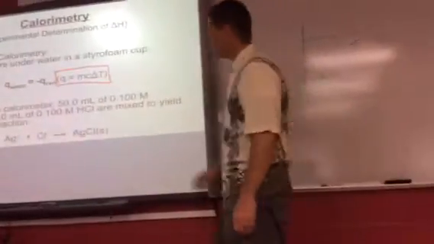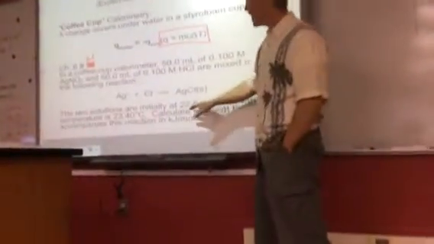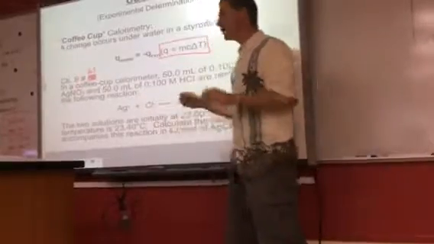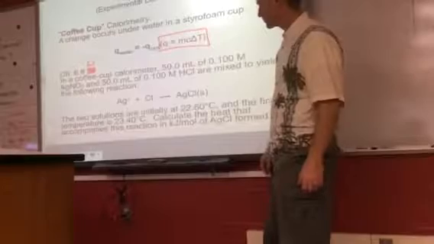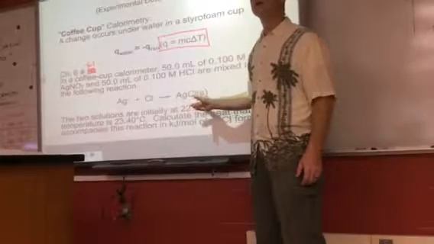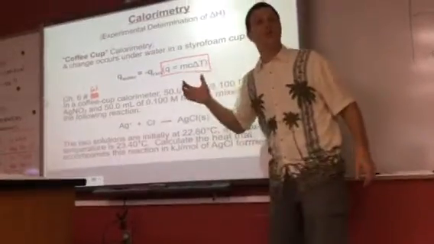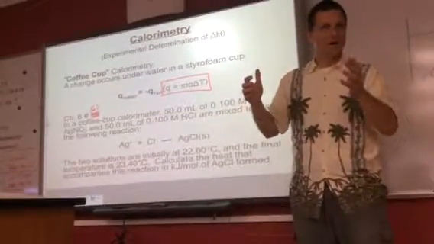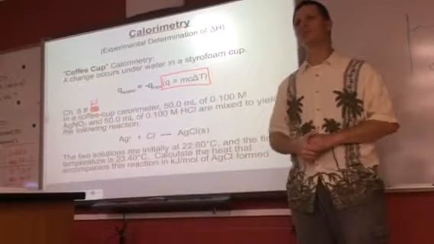All right, what is the problem asking us to do? The two solutions are initially both at 22.6, and as this reaction occurs, the temperature of the water is raised to 23.4. So what do you know for sure about this reaction? The change in the temperature. Is it exothermic or endothermic? Exothermic, because it's giving heat to the surroundings, which is the water. So the reaction is losing heat. If we calculate delta H, what will it be?